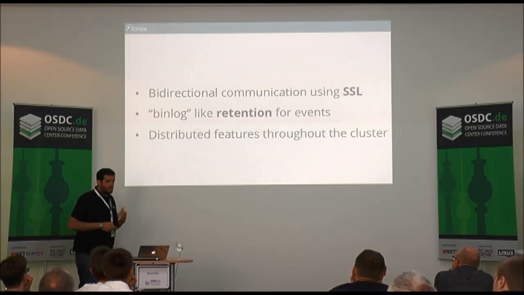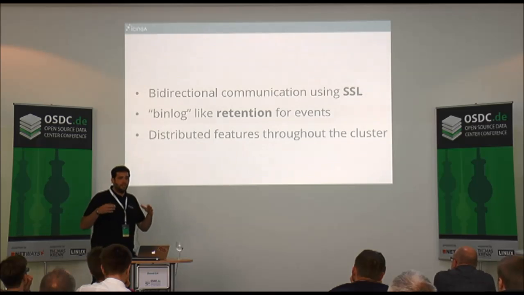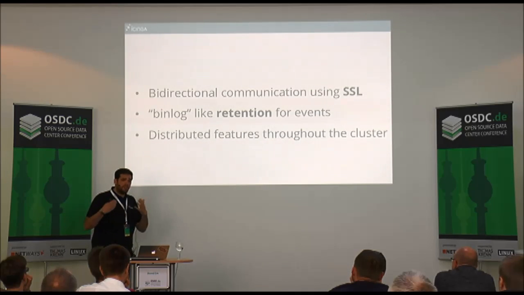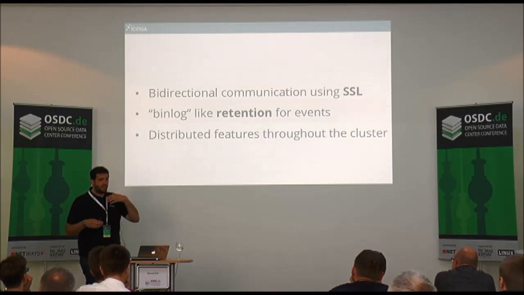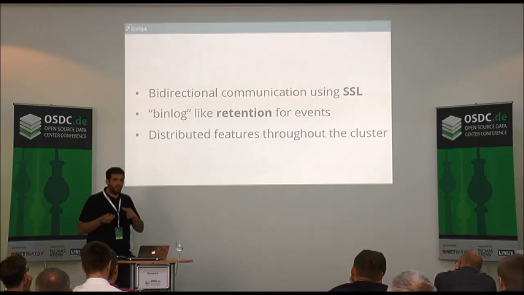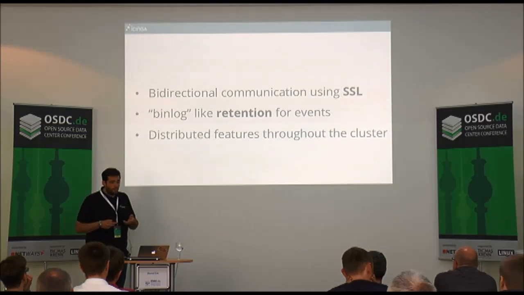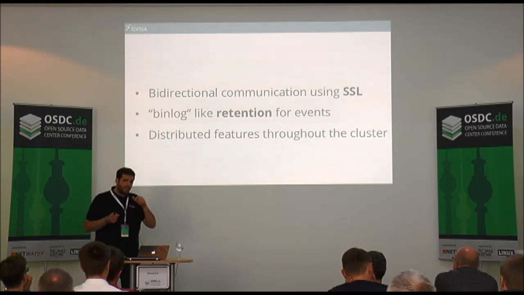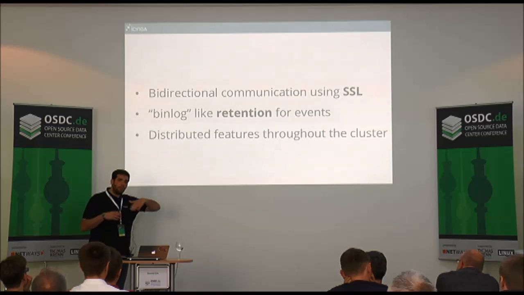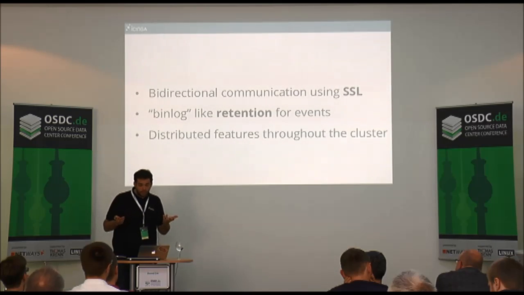And this is the reason why we put the cluster communication on SSL. Everything between nodes works on SSL, on certificates. So you can use an existing certificate authority. If you're still using Puppet, for example, you can use the same certificates, or you can create your own. We have something like a bin log retention where we store local events. So if the network connection goes down, we replay those events, and then you are able to do an availability report afterwards.